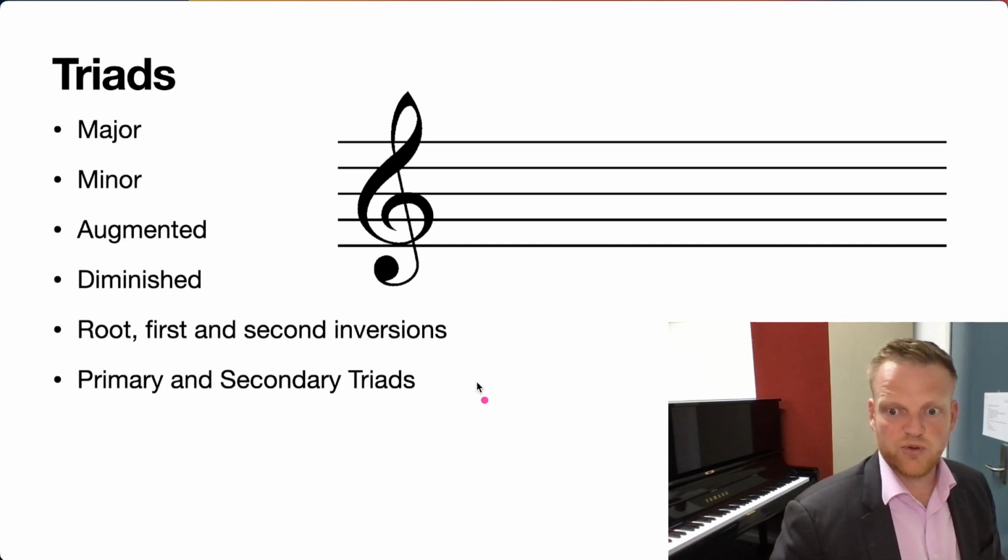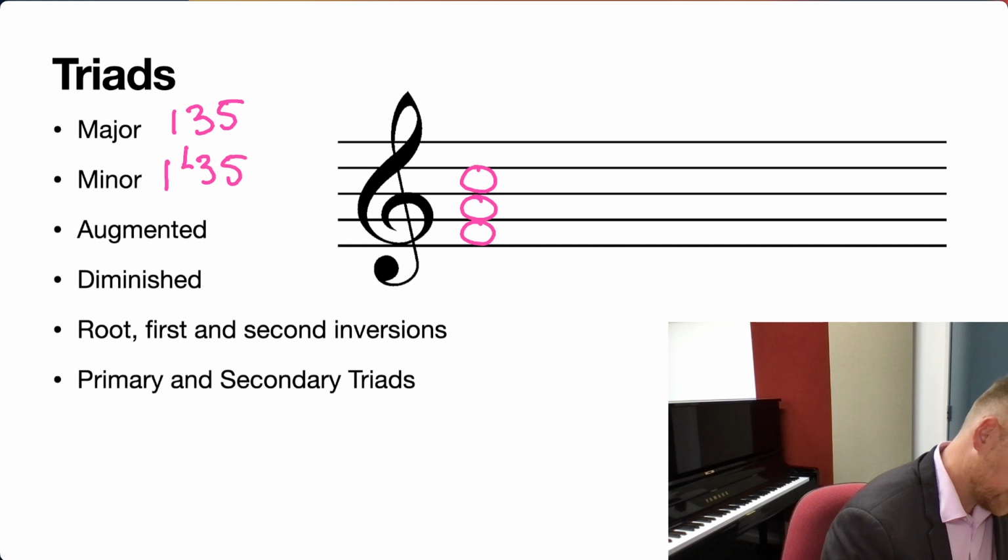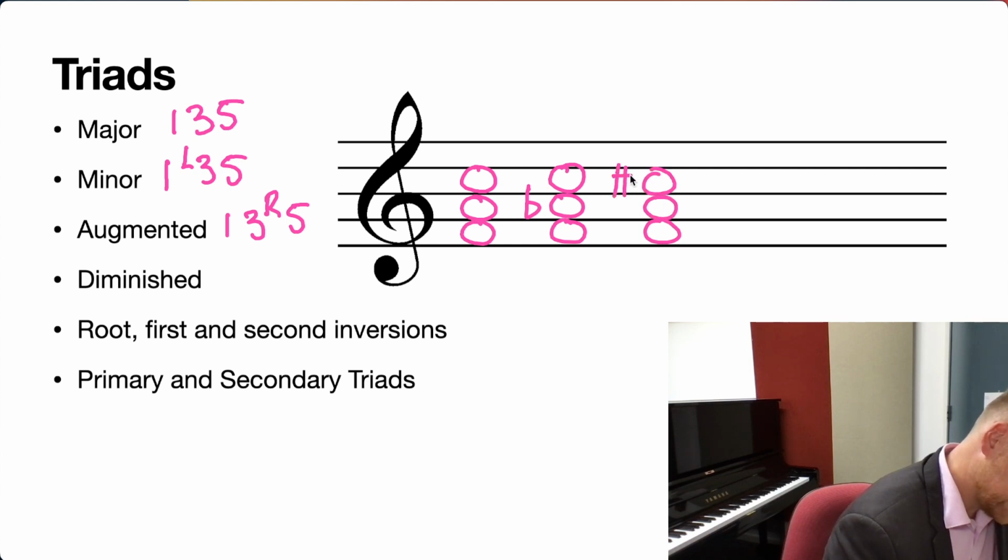Triads, we've got a few new ones in here, so we'll go through this one. A major triad is 1, 3, 5. Looks like this. Minor triad is 1, lowered 3rd, 5th. Looks like this. Lowered 3rd. Augmented is 1, 3, raised 5th. Looks like this. Diminished is 1, lowered 3rd, lowered 5th.